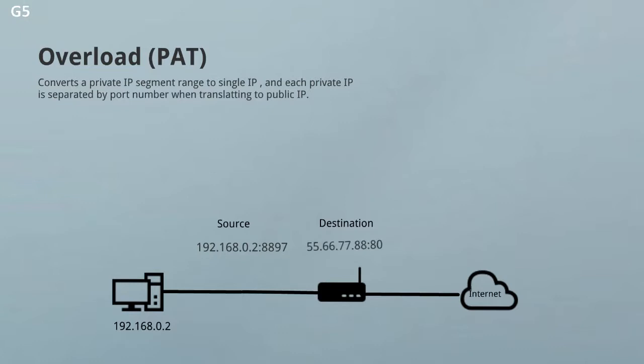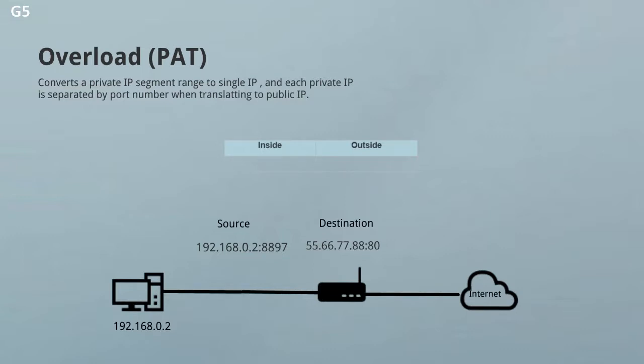Firstly, we will look at PAT, which stands for port address translation, also known as overloading. PAT converts a private IP segment range to a single IP, and each private IP is separated by port number when translating to the public IP. Okay, this is by far the most popular NAT type, and this is what you are using in your home networks.